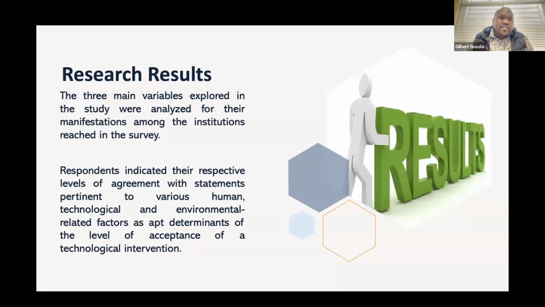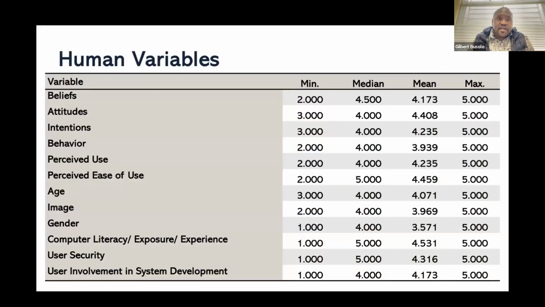So even as we look at some of the results that came out of these three main variables being analyzed, for the human variables, we see that it came out very, very strong. From a mean, a low of around 3.5 to around 4.5. We can see that factors like computer literacy, exposure to systems, experience came out very strongly. You can see aspects like the attitude and the beliefs also was there. We can see the perceived ease of use.